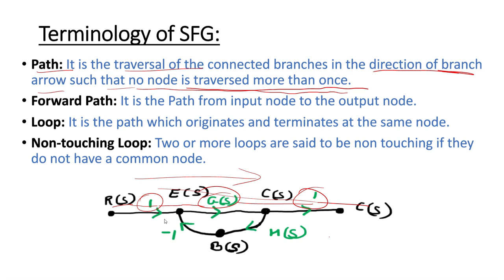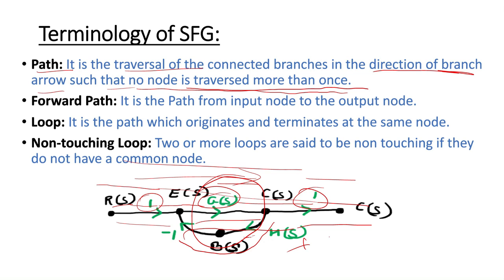And if you consider this path as 1 and then G(s), and then you go down here H(s) and again to G(s) and then to 1. So here this path is traveled twice, which is more than once. Therefore, this is not a path. Path is what? 1 into G(s) into 1. So this is your path.